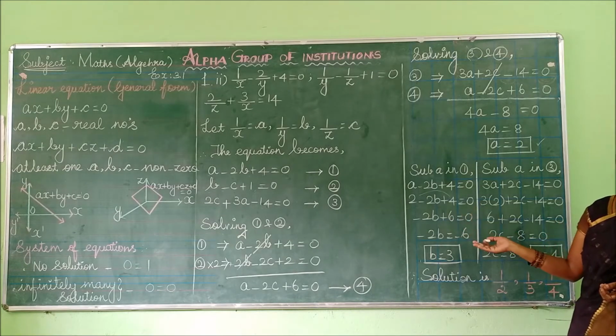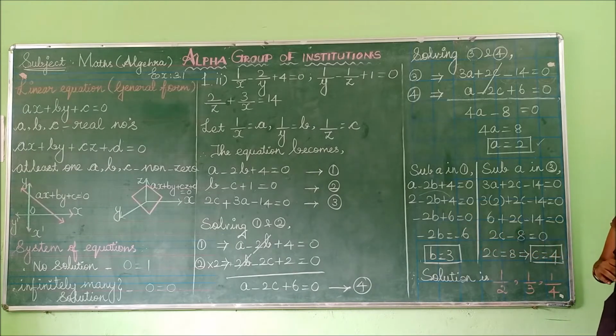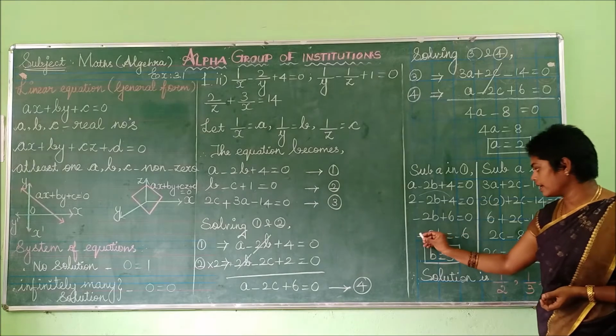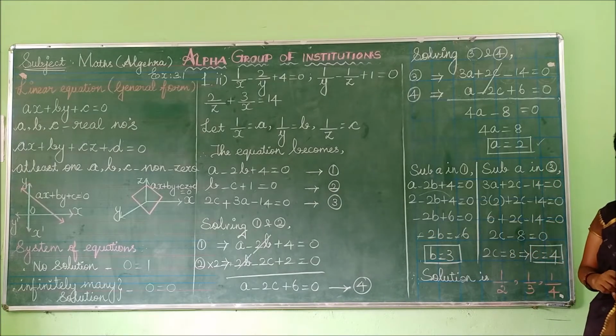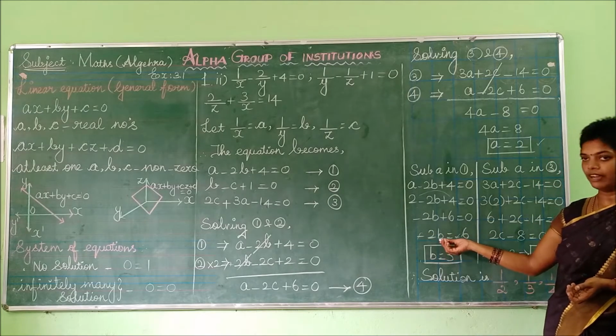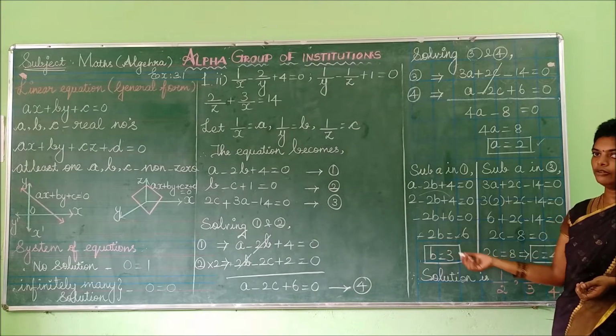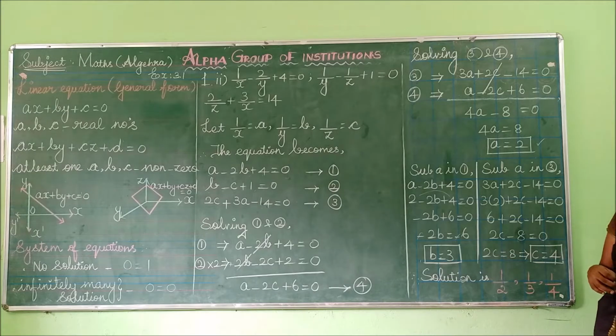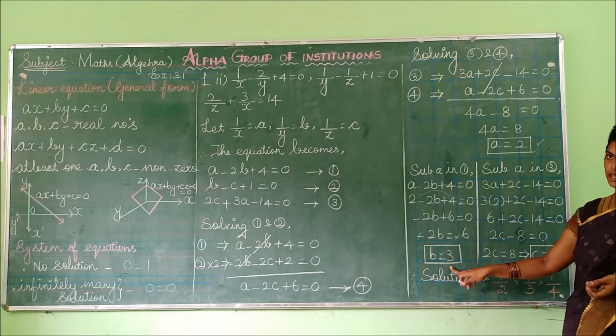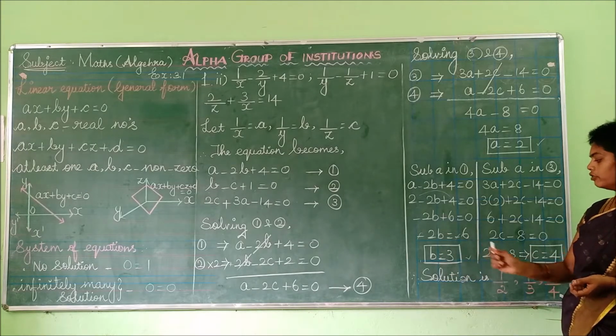You can take this constant value to this side, which means it will change to negative. This negative sign and this negative sign will be cancelled. Then you can find the b value. So for that you can change to this side. Multiplication goes to this side means it will be a division. So 6 by 2 is 3. Now we got another value, b.